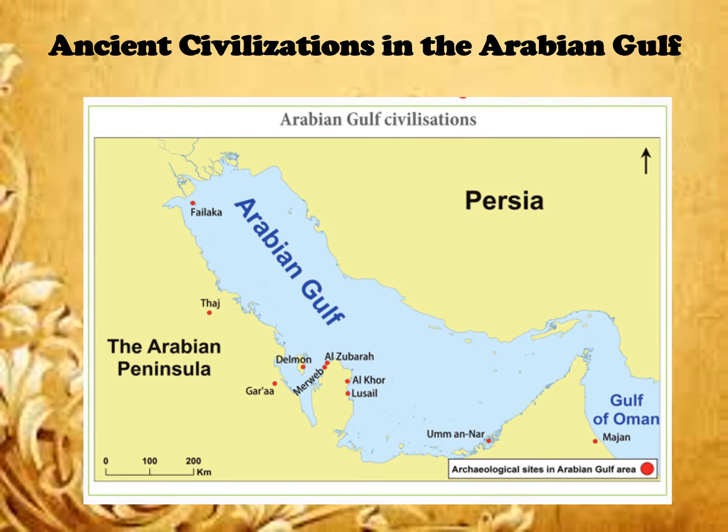So now we will proceed to 3 more ancient civilizations in the Arabian Gulf. We have discussed the Majan and the An-Nar civilizations. Now we will be discussing the Delmon Civilization along with the Failaka and the Gar'aa civilizations.